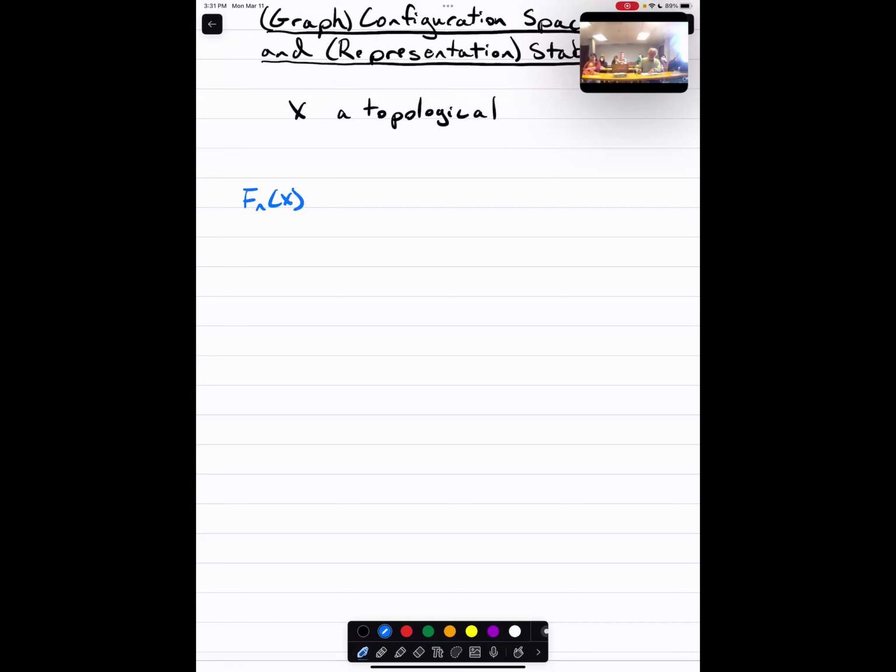So this will be our configuration space, and this ordered configuration space is just the ways of putting n distinct labeled points in X, such that all of the points have different labels because they're distinct, and none of the points have the same location. So these are our spaces, and note that if we act on these spaces by the symmetric group, which we can do by permuting the labels, we can get the unordered configuration space by taking the quotient of this thing.